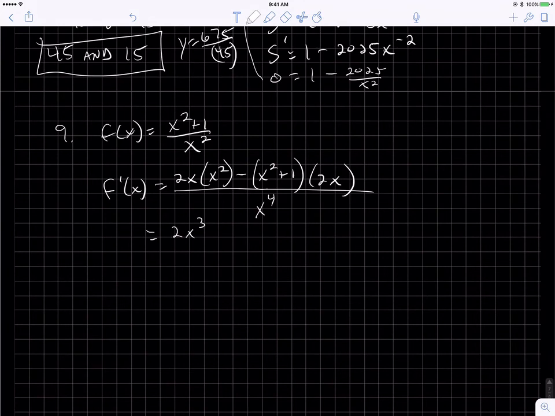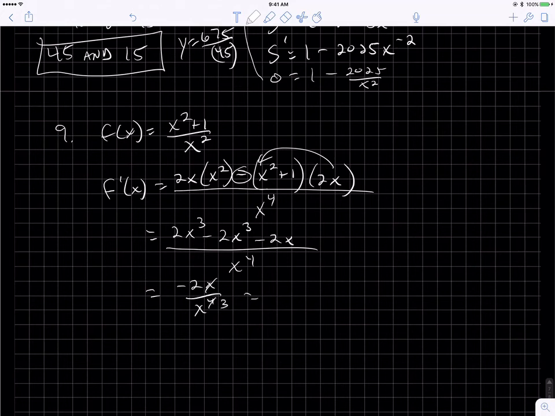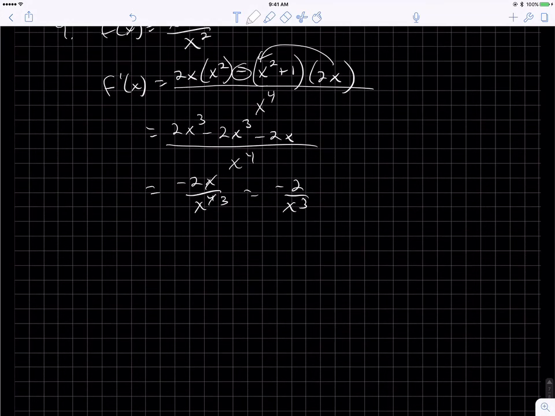2x cubed. I'll distribute the negative 2x. So it'll be minus 2x cubed minus 2x for x to the fourth equals negative 2x over x to the fourth. The x's cancel. Negative 2 over x cubed. The second derivative is then, I'll call this negative 2x to the negative 3, 6x to the negative 4, 6 over x to the fourth.